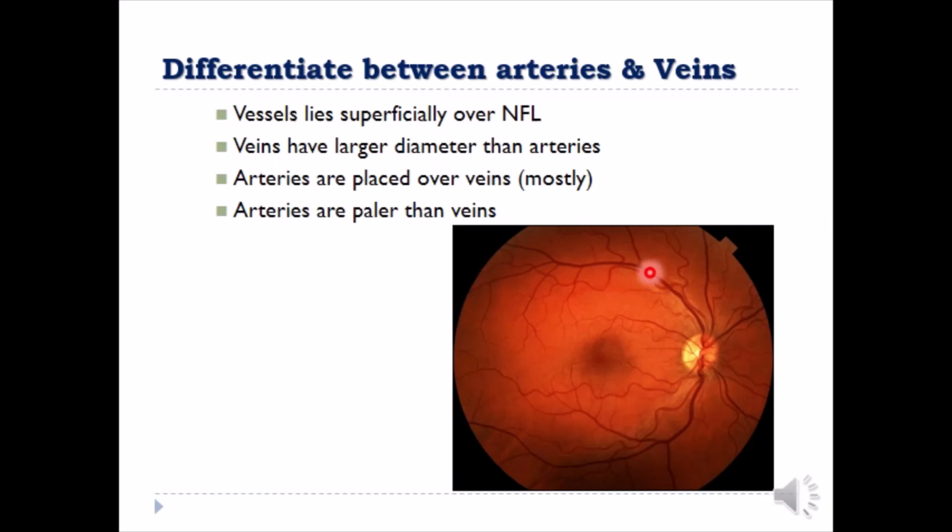Those are the three differentiating features between veins and arteries. One, veins are larger. Second, arteries are placed over veins most of the time. And third, arteries are paler than veins, or veins appear darker red compared to arteries. So that completes the presentation of retinal anatomy.